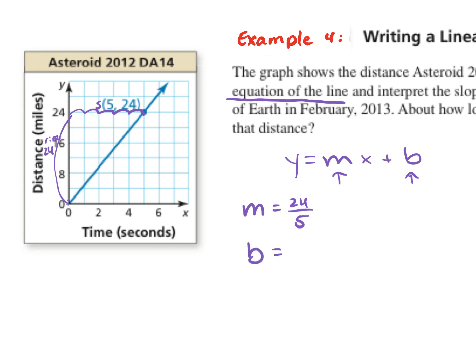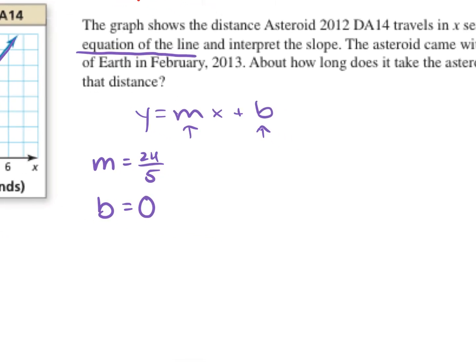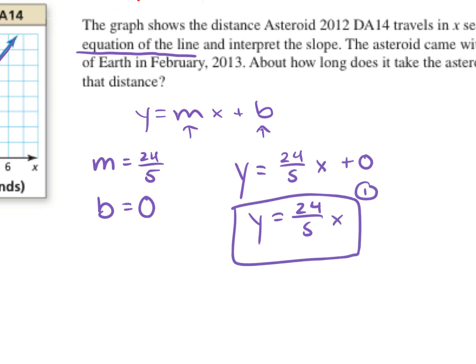Now for our B, where does our line cross the y-axis? At 0. So our B would be 0. When I plug it in, I get y equals 24 over 5x plus 0. Do we need to put the plus 0 there? No. So y equals 24 over 5x. That's our equation of a line. That is the first part of this question. Any questions on how we got that?